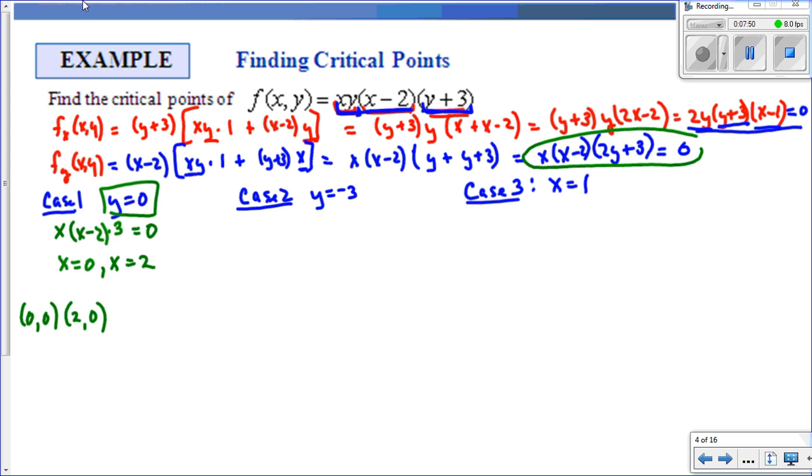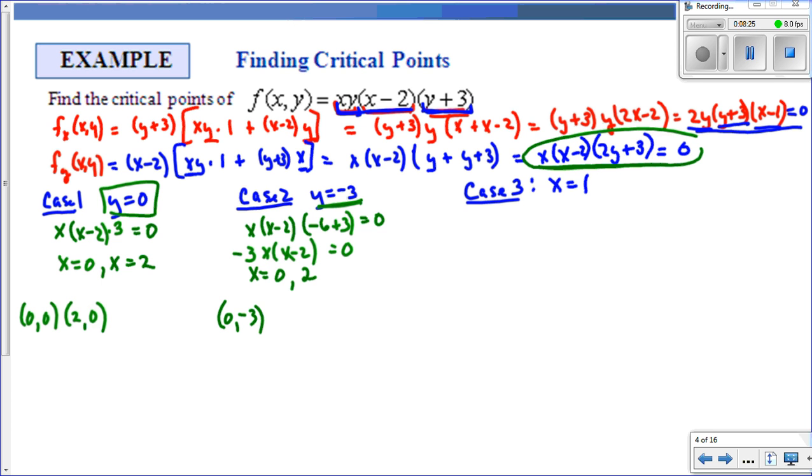Okay, case 2. If y is negative 3, now plugging that into the second equation, I'll have x times x minus 2 times negative 6 plus 3 equal to 0. So I've got negative 3 times x minus 2 equal to 0, which occurs when x is either 0 or positive 2. So when y was negative 3, x had to be 0 or 2. So that gives me the 2 points, 0, negative 3, and 2, negative 3.